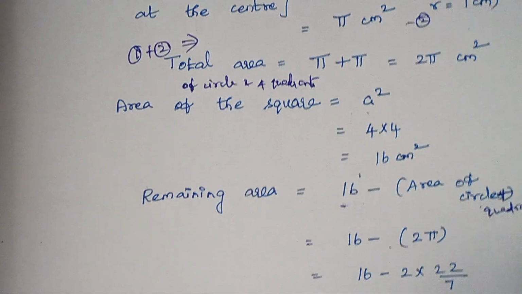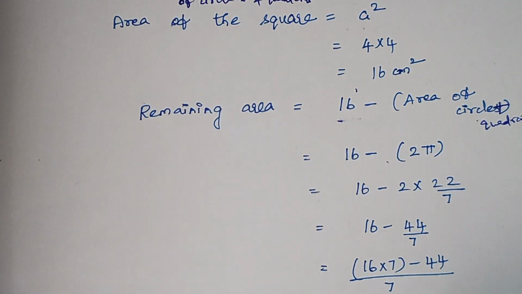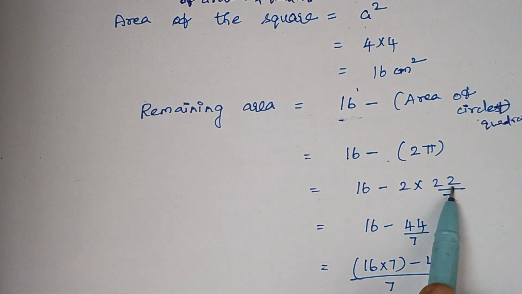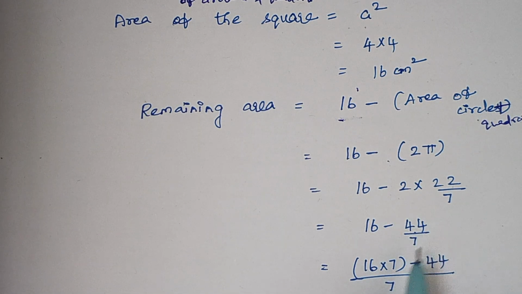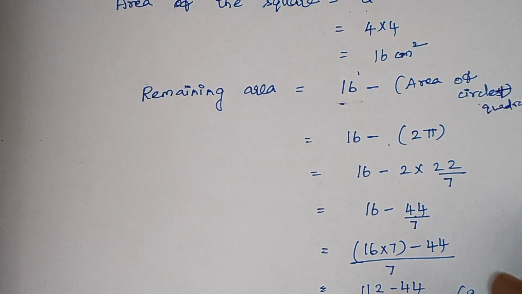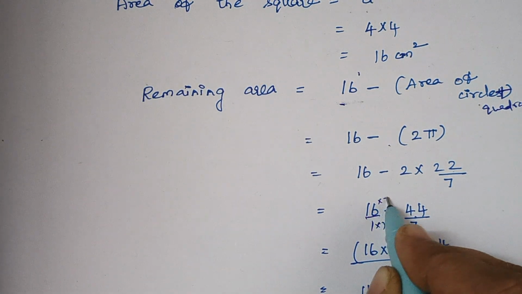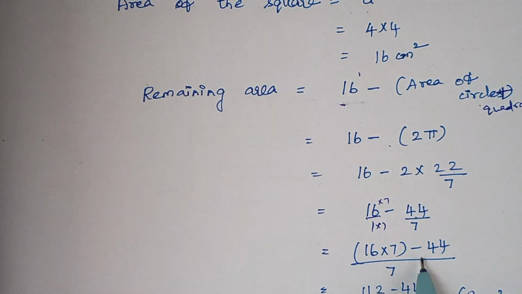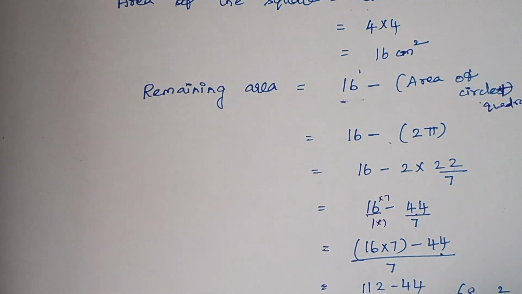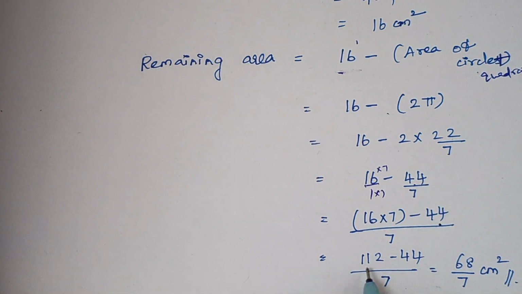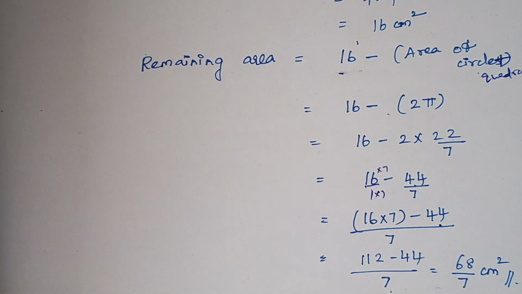So 16 minus 2 pi, and the value of pi is 22 by 7. So 2 into 22 becomes 44. The next step is we are going to take LCM. So 16 by 1. So here 7, here 7. So 16 into 7 minus 44 divided by 7. So this becomes 112 minus 44 by 7, which is equal to 68 by 7 centimeter square. Right, again we are finding the area, so here the unit is centimeter square.